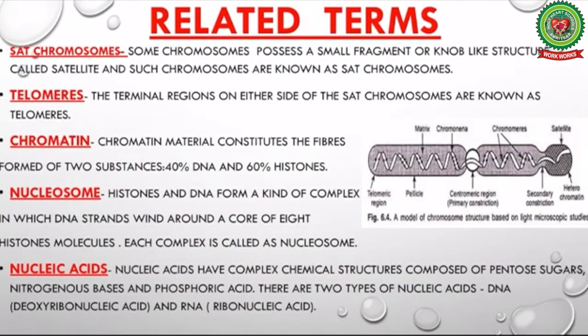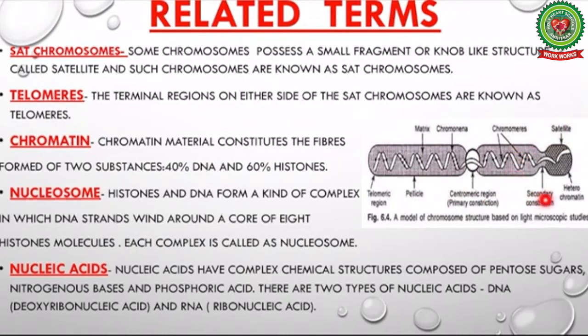Related terms. Sat chromosomes. Some chromosomes possess a small fragment or knob-like structure called as satellite. Such chromosomes are known as Sat chromosomes. Telomeres. The terminal regions on either side of the chromosomes are known as telomeres.